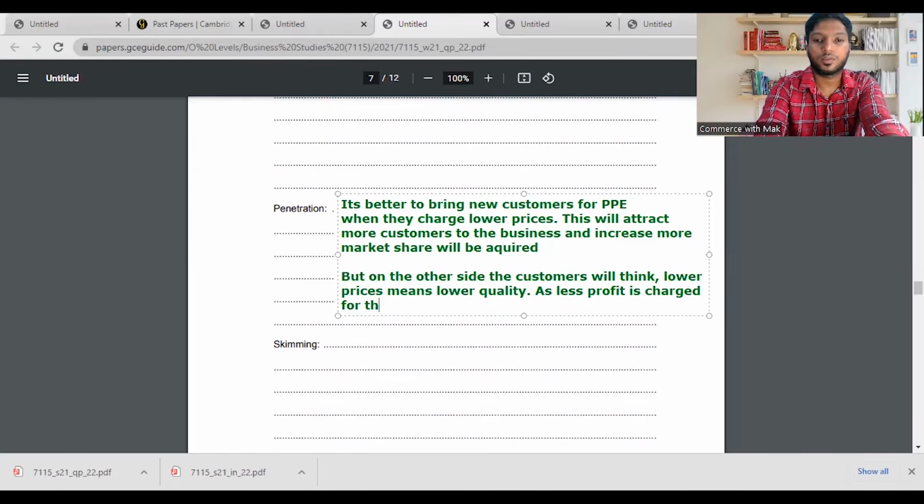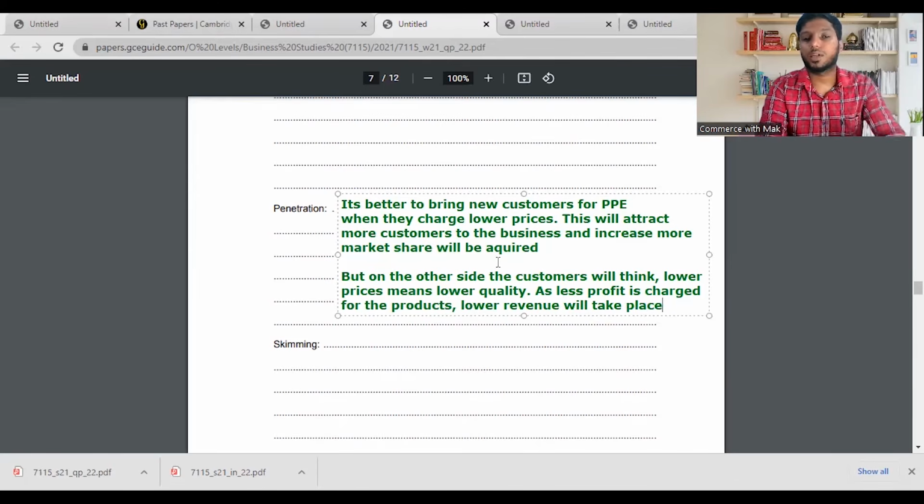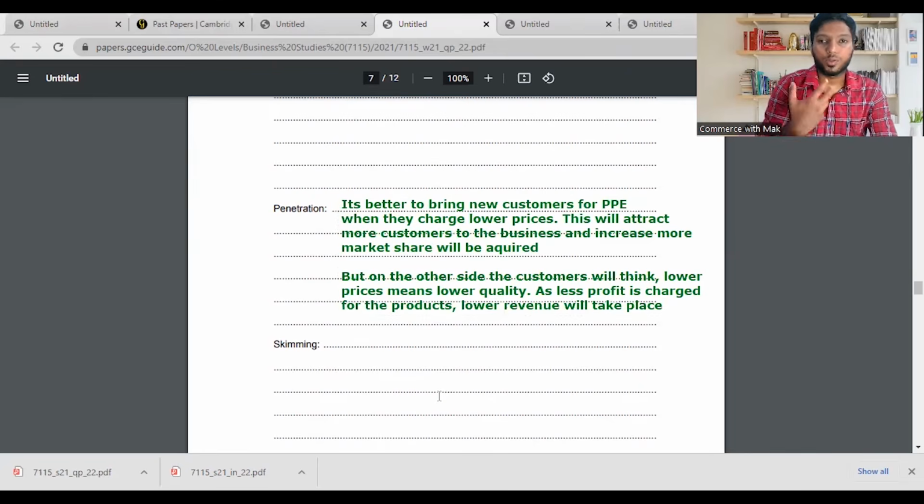for the products, lower revenue will take place. So your revenue will not be high, because you are charging a very low price. Your revenue, the complete money which you are going to get, or the profit you are going to make, is going to be very less than you expected.